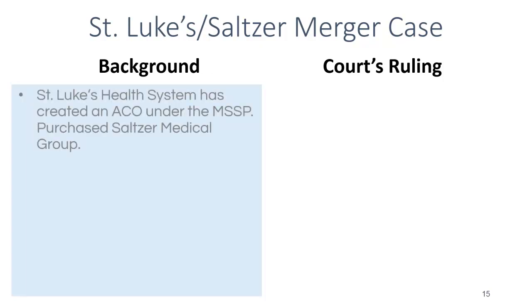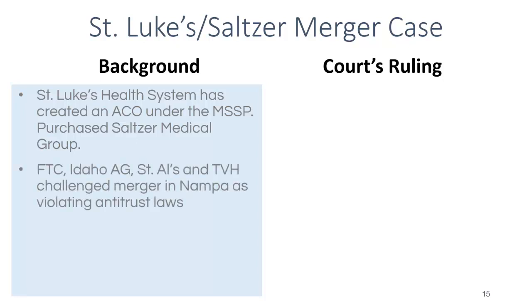So a bit of background on the St. Luke's Health System Saltzer merger case. St. Luke's Health System created an ACO under the Medicare Shared Savings Program. And along with other efforts to implement more value-based payments, it purchased a lot of practices and facilities around the Treasure Valley and around southwestern Idaho. And as part of that, St. Luke's purchased Saltzer Medical Group in Nampa. And the Federal Trade Commission, the Idaho Attorney General's office, St. Alphonsus Health System, and Treasure Valley Hospital brought a lawsuit challenging the merger as violating antitrust laws, specifically Clayton Act Section 7 that prohibits anti-competitive mergers.